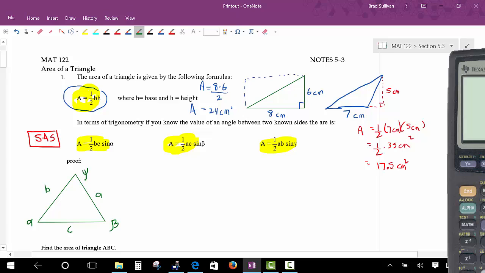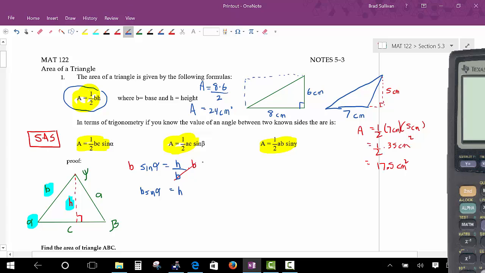So what I want to do is a derivation of one of these formulas. I'm going to drop straight down to the base, and this is going to formulate the height of that triangle. Now, if you look at this particular triangle, the sine is opposite over hypotenuse, and this is a right triangle right here. So I could say the sine of alpha is equal to h over b. Then I could solve that equation for h by multiplying both sides by b. So I'd end up getting h equals b sine alpha.